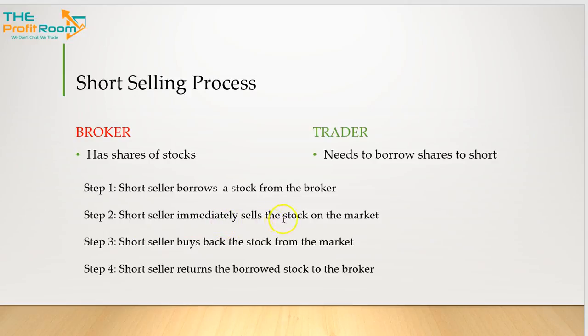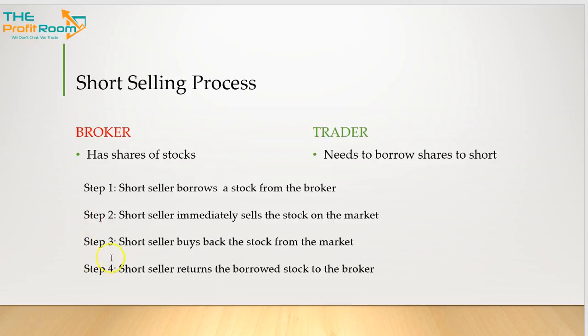Step two, the short seller immediately sells the stocks on the market. Now you don't have to do this. This is automatically done when you hit the short button on your platform or the sell button on your platform. It's coming from the broker to you, and you're anticipating the stock or commodity to go lower.